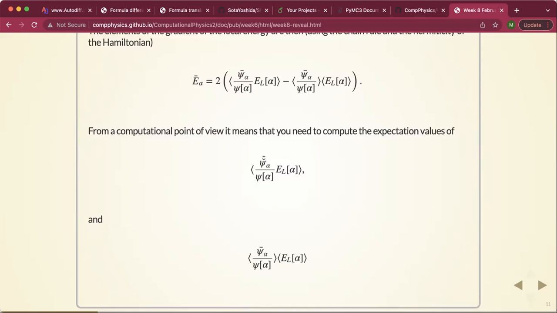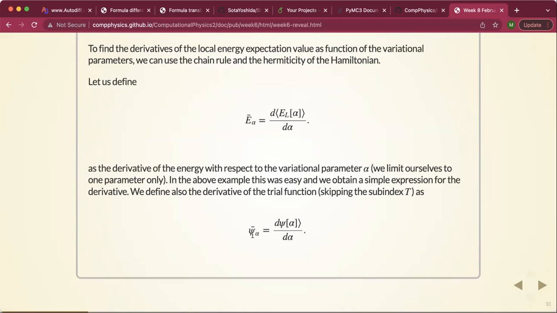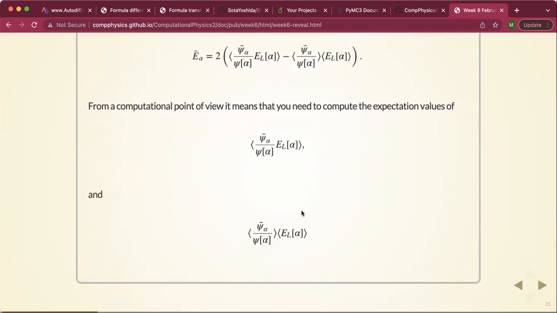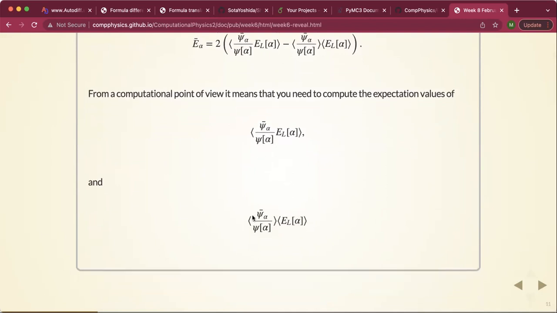So this quantity with a bar on top is the derivative of the wave function with respect to the variational parameter, as you have seen here. So this is a kind of strange notation with this bar on top of it, but this now represents the derivative of the wave function. And then we can calculate the expected value of this quantity multiplied with the local energy. And then we need also the expected value of this trial wave function derivative multiplied with the expected value of the local energy. So the last thing, this quantity which you see here, the expected value of the local energy, this is something which we have already.